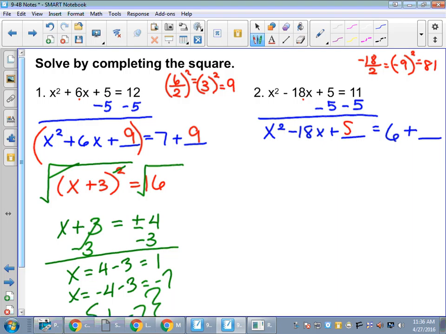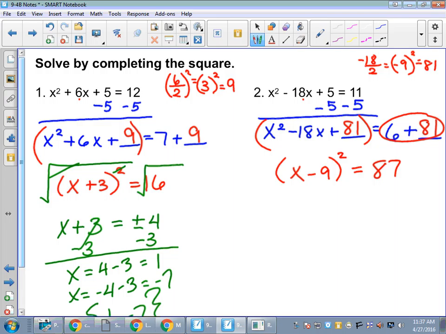So I'm going to add 81 to both sides. That is my new perfect c value. That makes this whole trinomial a perfect square trinomial. We ask ourselves, what multiplies to give me 81 and adds to give me negative 18? Negative 9 and negative 9. Or the quantity x minus 9 squared. That is equal to, this 6 plus 81 gives me 87.